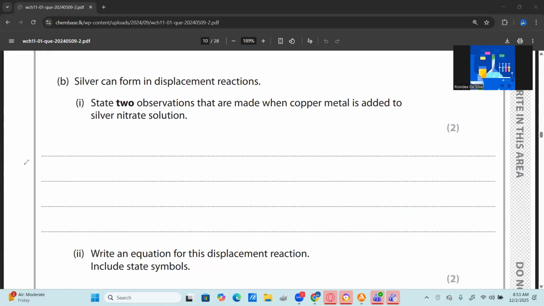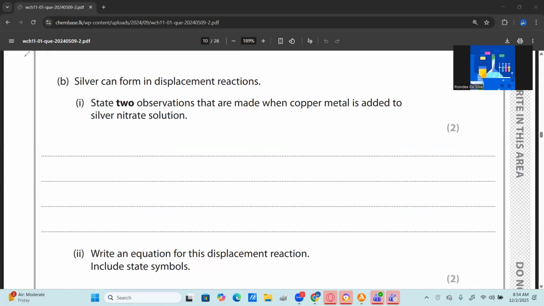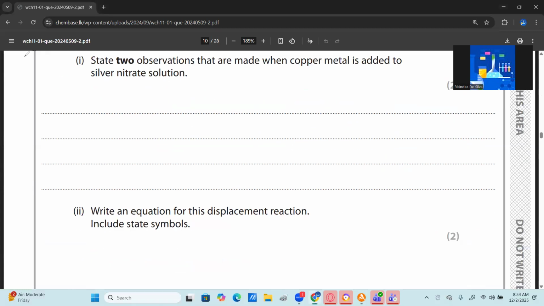Write an equation for the displacement reaction, include state symbols. So this is how you have to write it. So don't put, I just showed that copper has 2 plus charge. This is how you have to write the balanced equation. It's an aqueous solution. Copper nitrate. Any metal nitrate is an aqueous solution.